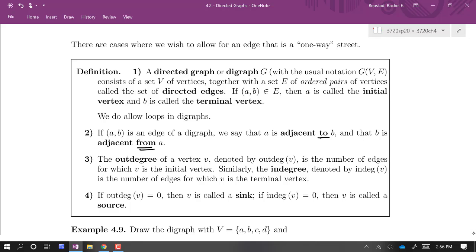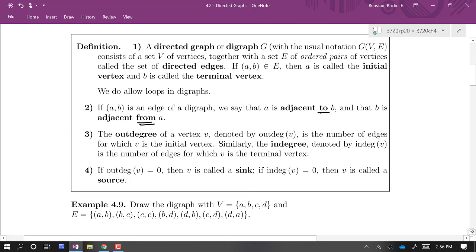And when we talk about degrees of each vertex, because these edges are directed, we're going to indicate whether an edge is going in to a vertex or out from a vertex. So we indicate the out degree of a vertex and the in degree of a vertex. If the out degree of a vertex is 0, meaning edges can only come in and they can't go out, we call that vertex a sink. If the in degree is 0, meaning no edges coming in but only going out, we call that vertex a source.